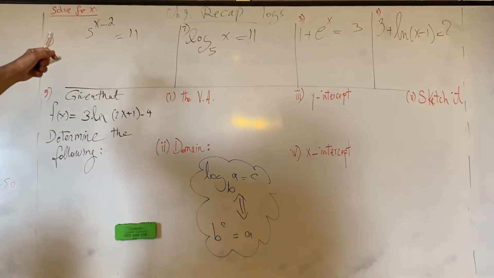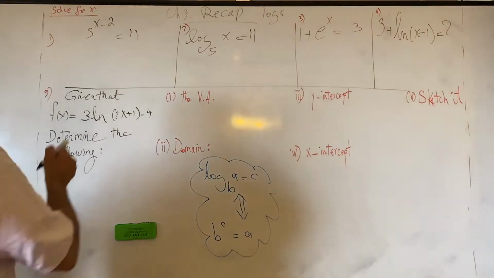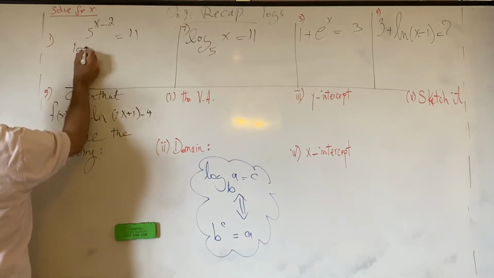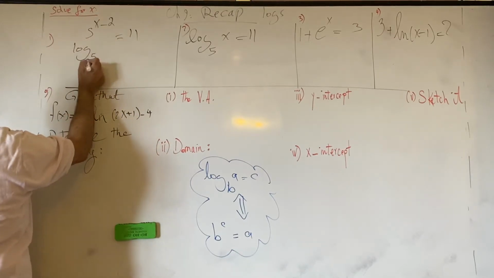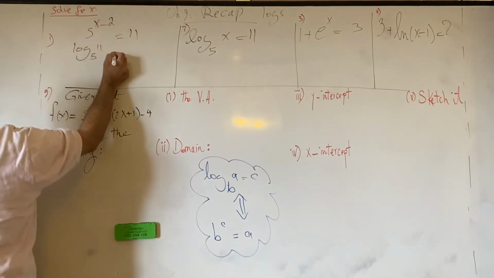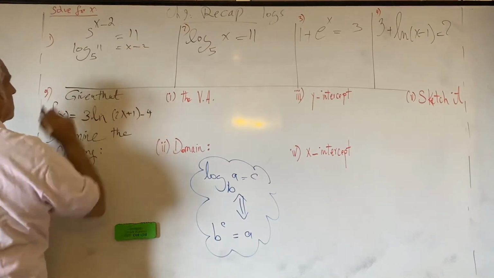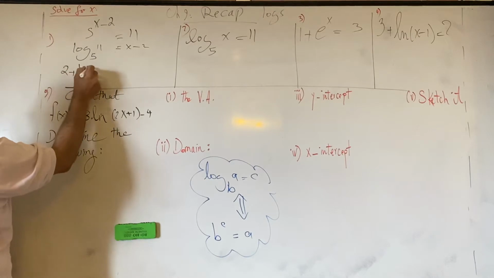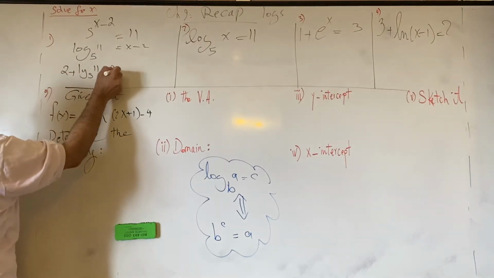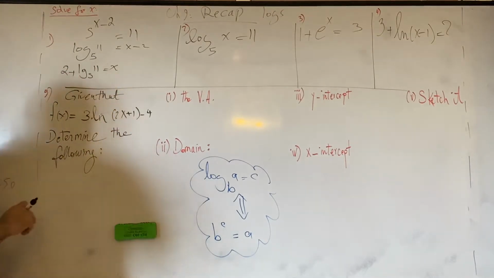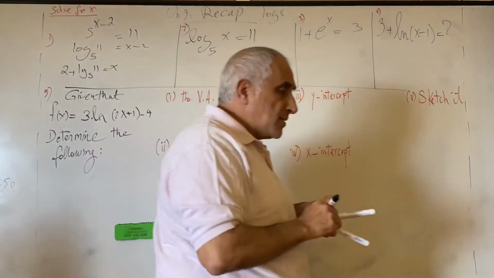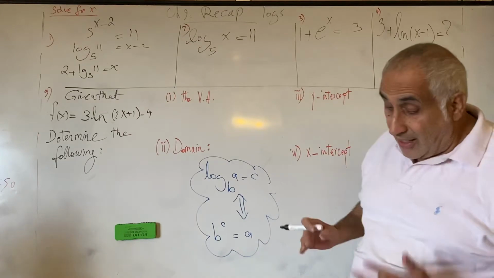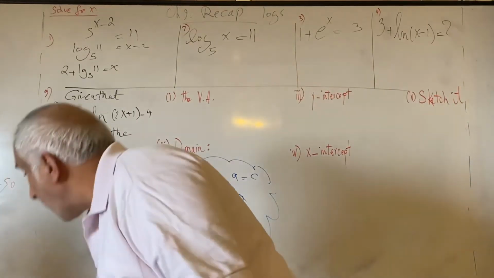What is 5 to the power x minus 2? That's the base, x is in the power. Then I have to turn this into log. I keep the 5, I switch, equals x minus 2. Bring it over there. 2 plus log 11 to base 5 equals x. Okay? If you wish to find the answer, yes you can. If you don't wish to find the answer, you can leave it that way.